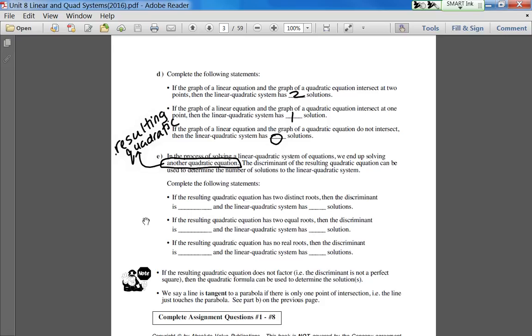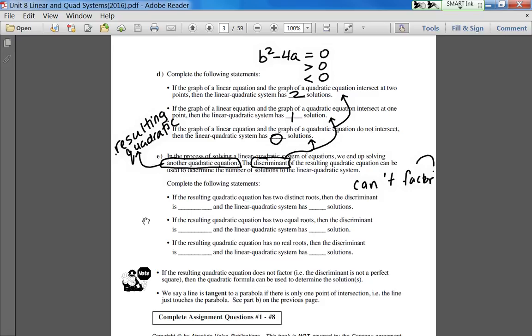And then what you can do is, if you can't factor, can't factor, question mark, then you need to do the quad formula. And with the quad formula, you're going to look at the discriminant, and if you look back in the notes for the discriminant, it gives you all those. Do you remember that? If the discriminant is equal to 0, greater than 0, and less than 0, you'll have 2, 1, and 0 solutions.